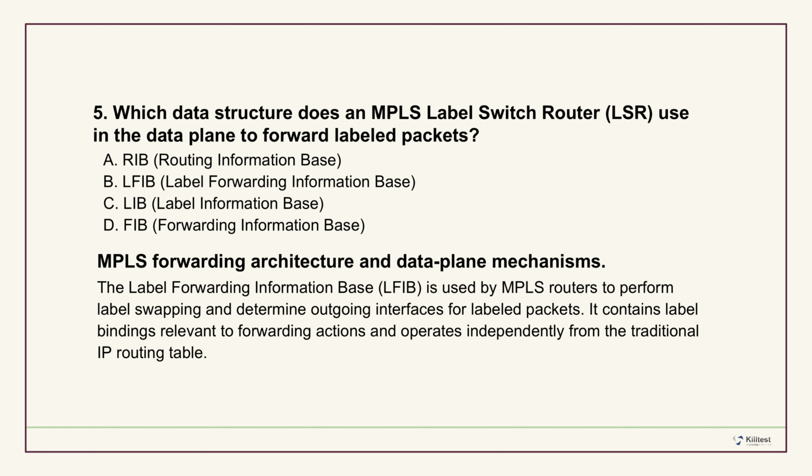Right, and that efficiency needs its own dedicated data structure. We're not using the massive routing information base, the RIB, which is the control plane. We aren't even using the normal forwarding information base, the FIB. We are using the LFIB. The label forwarding information base.